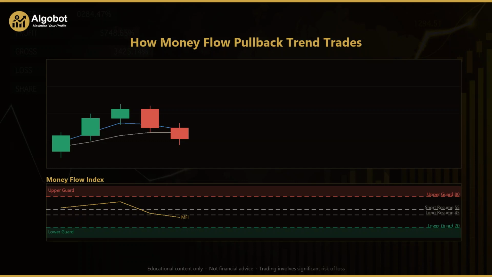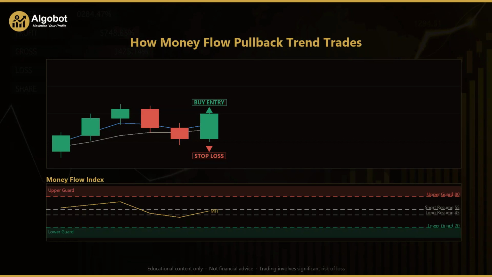Over the next couple of candles, price eases back and dips under the fast average. This is the healthy pullback the strategy is waiting for. Look at the lower panel. The Money Flow Index cools off and slips below its 45 midline. Buyers have stepped back for a moment, and money flow has genuinely cooled, not just price.